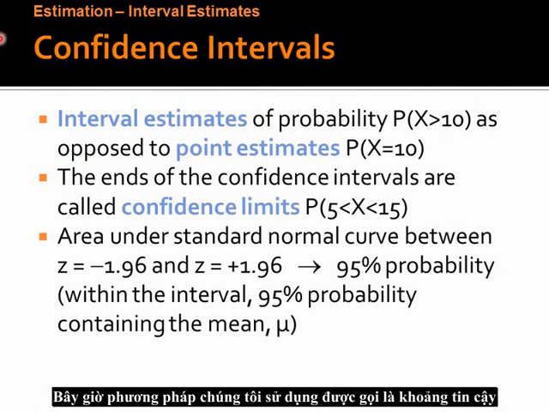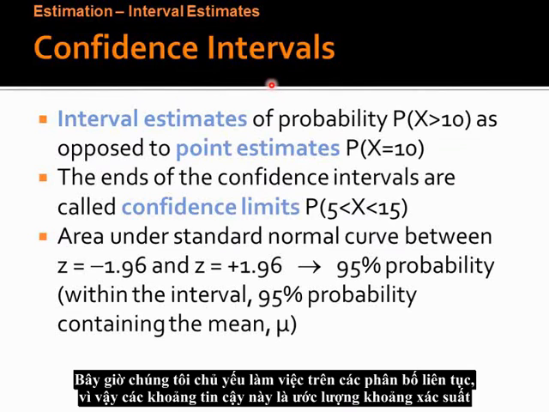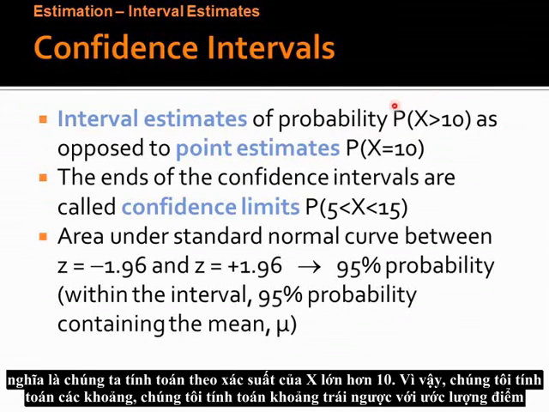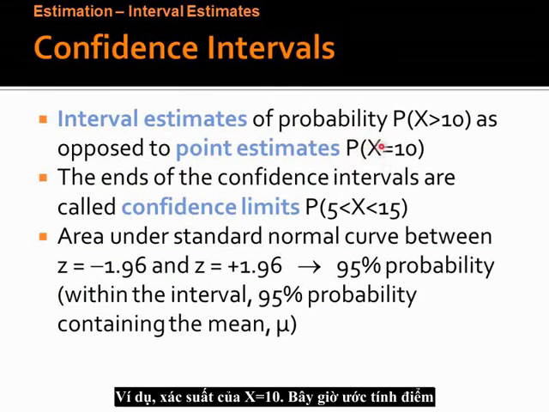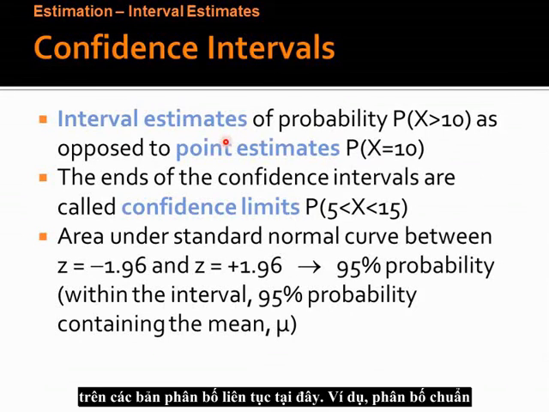Now the method we use is called confidence intervals. Now we are mainly working on continuous distributions, so these confidence intervals are interval estimates of probability, meaning we calculate in terms of, for example, the probability of x greater than 10. So we calculate ranges, we calculate intervals, as opposed to point estimates, for example, probability of x equals 10. Now point estimates, just a reminder, only make sense for discrete distributions. But again, we are mainly working on continuous distributions here, for example, the normal distribution.